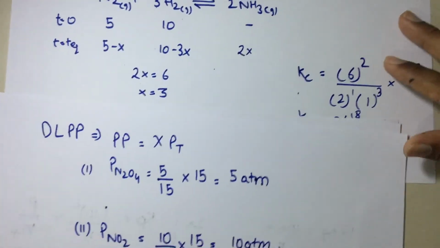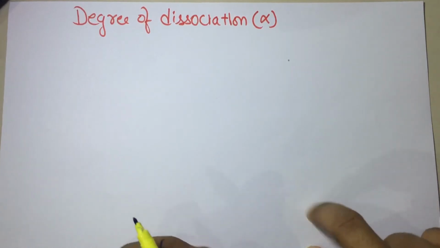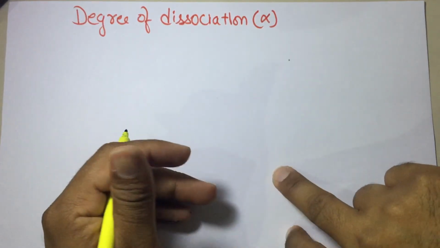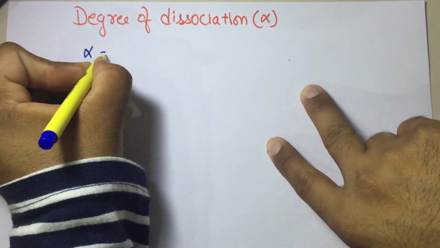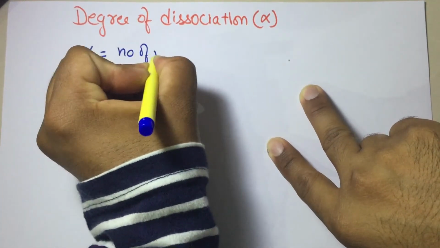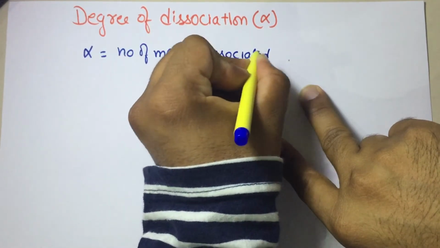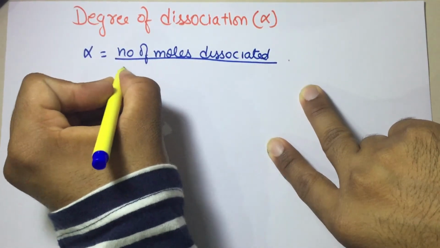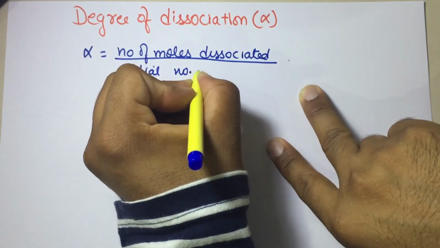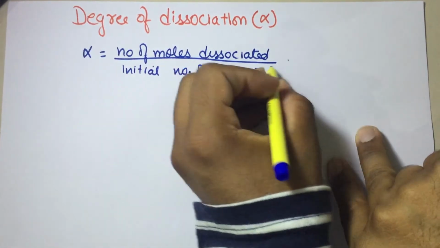Okay, so we have solved this. The new topic is degree of dissociation. As the name indicates, it gives the idea about the extent of dissociation. We denote it by alpha. Alpha is number of moles dissociated divided by initial number of moles of reactant.